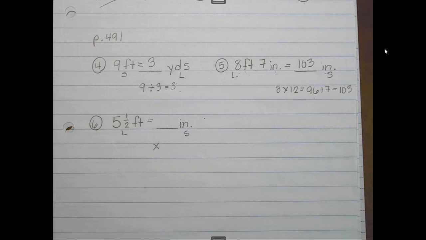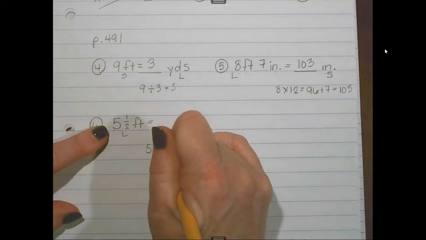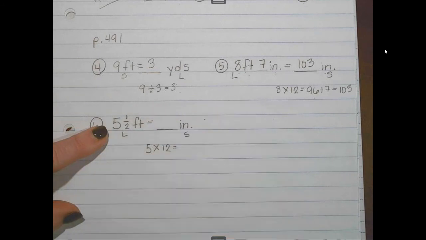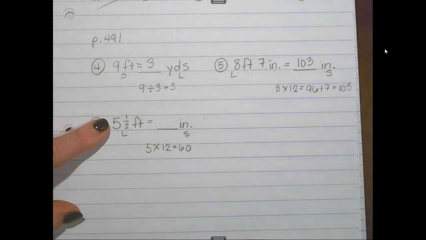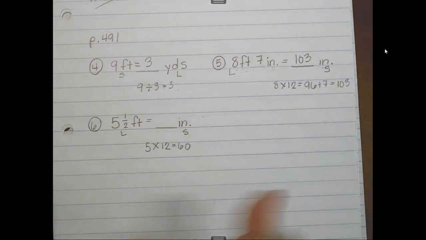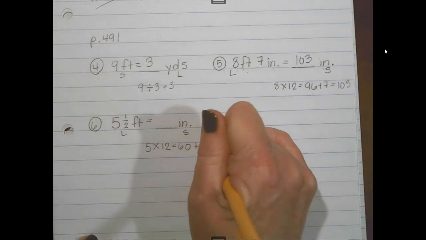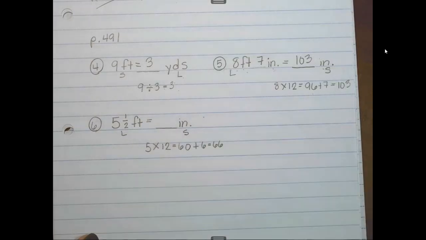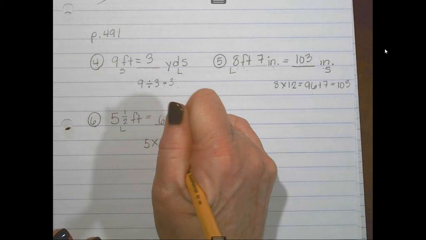All right, and I have 5.5. So let's talk about that. 12 inches in a foot. So the 5 feet would be 5 times 12 inches, right? 12 inches for every one of those feet. That would give me 60 inches. And then I have half a foot. So if 1 foot is 12 inches, half a foot would be 6 inches. So this is where I'm going to get 66 inches is equivalent to 5.5 feet. Okay?